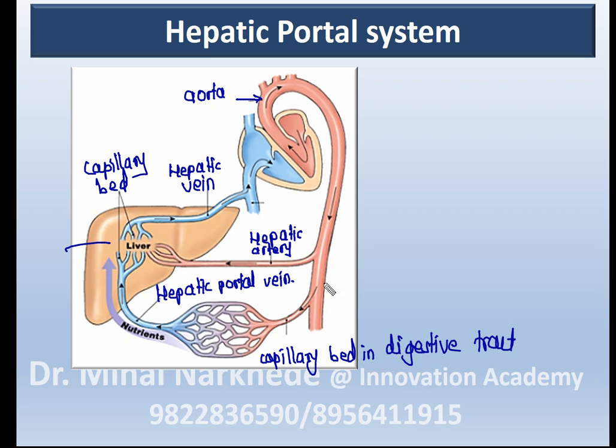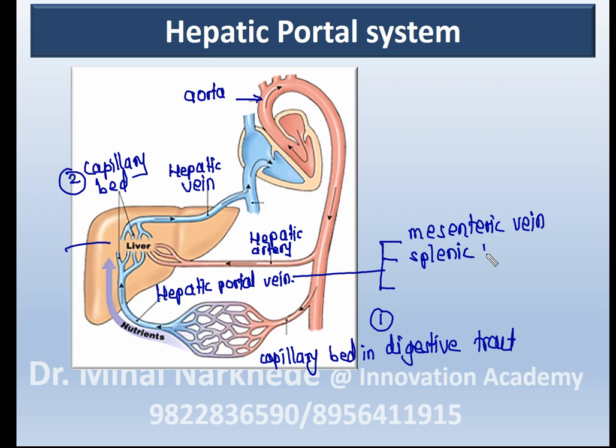So here you have one capillary bed in the digestive tract, another capillary bed in the liver, and the vein which is going to connect these two capillary beds is called the hepatic portal vein. Basically, this hepatic portal vein is formed by the combination of different veins coming from different parts of the alimentary canal, just as it is formed from mesenteric veins, as well as the splenic vein coming from the spleen, as well as the pancreatic vein coming from the pancreas. And it forms a vein that is the hepatic portal vein.